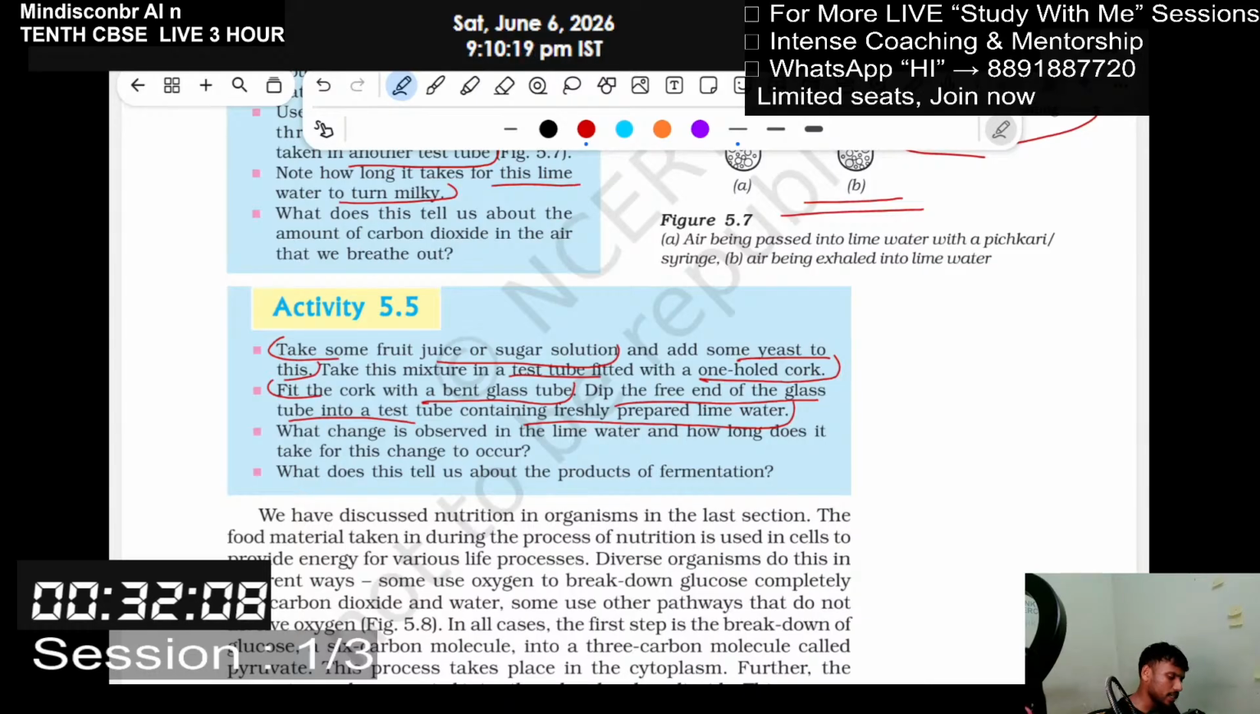Okay, take some fruit juice. While you are going to a bakery to drink fruit juice, add some yeast to the fruit juice. I'm just joking, okay, don't do that.